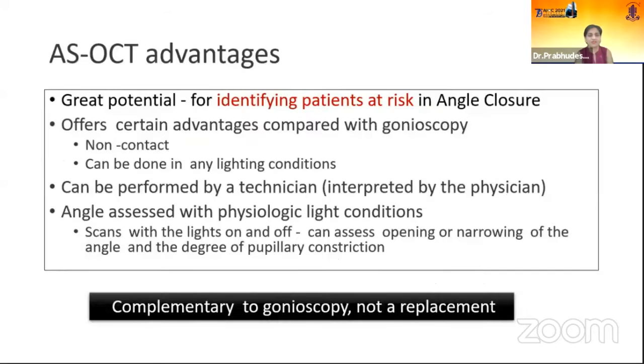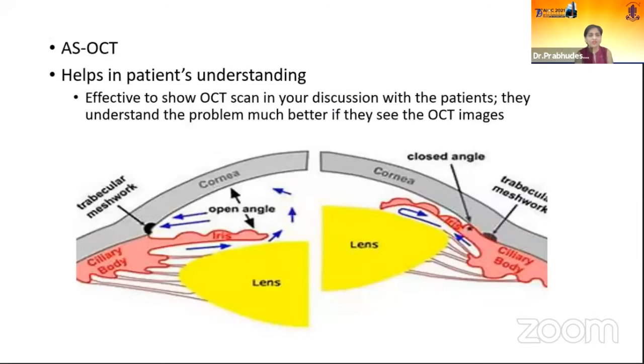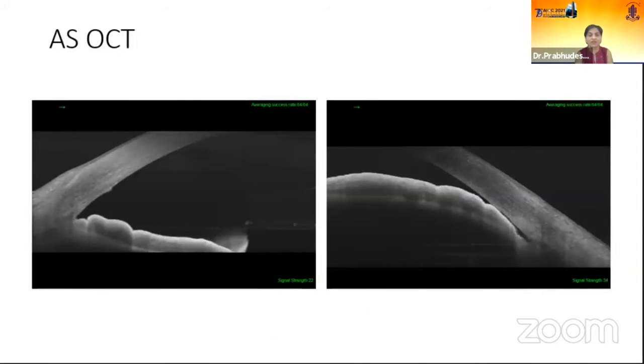So the advantages are we can identify patients at risk for angle closure. As compared to gonioscopy, it is non-contact. It can be done in any lighting conditions. It can be performed by a technician and interpreted by a physician. Angle assessed with physiologic light conditions is helpful because scans can be taken with lights on and off. So it mimics the physiologic angle of any patient. It is also helpful in patient understanding. Show this diagram to a patient and show how his eye is behaving, they understand it immediately.